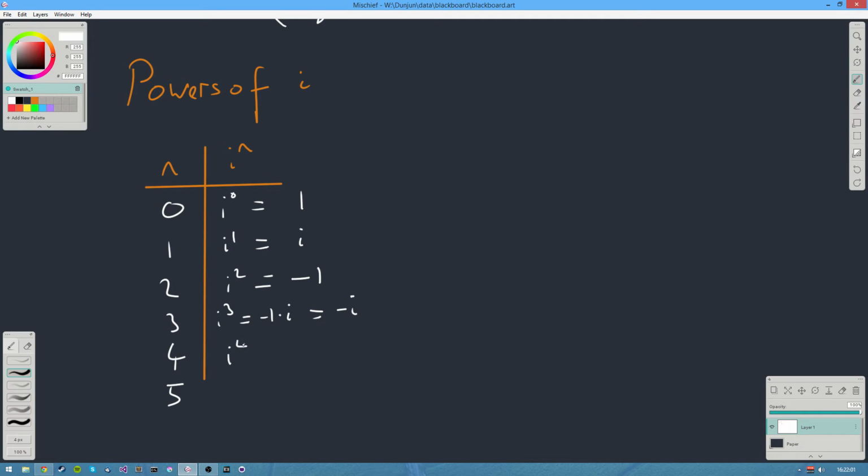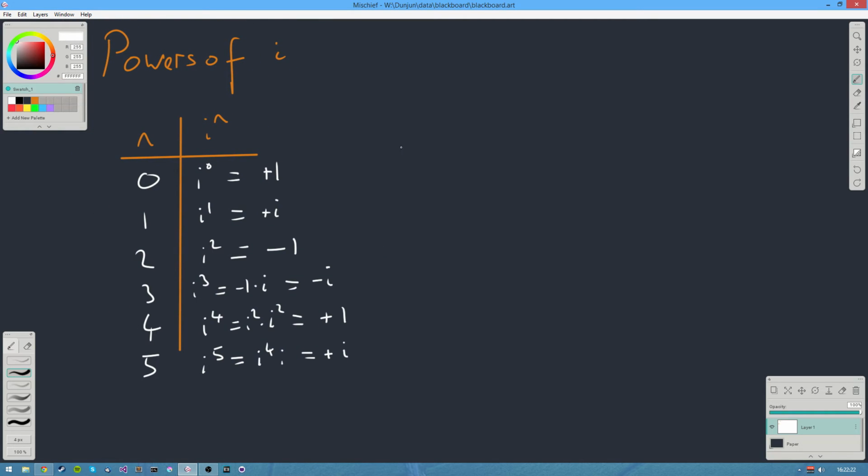i to the 4 is i squared times i squared, which is plus 1. I'll put plus there as well. And then i to the 5 equals i to the 4 times i, which is i. So you can see the pattern. And the way in computing, or any maths in particular, we might write this is i to the n is equal to... how would we write this? What's the better way of writing it?